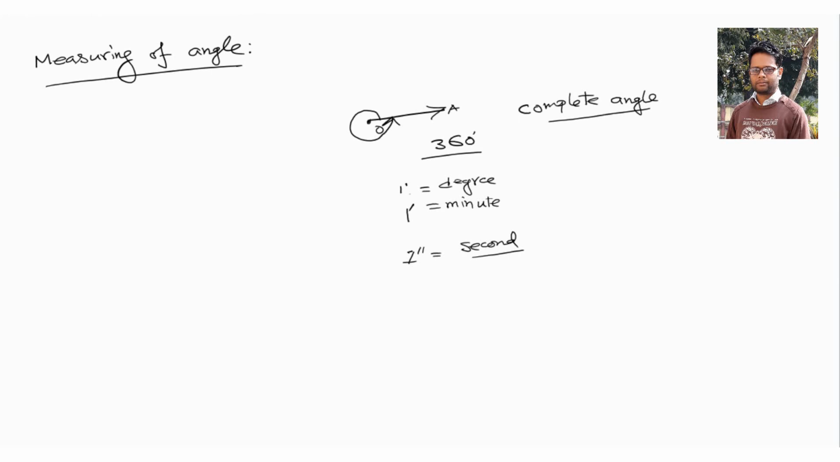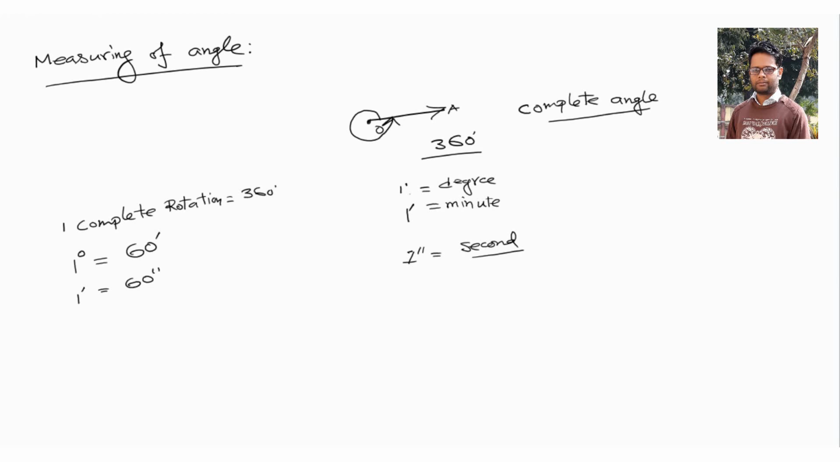Now, if we further divide 1 minute into 60 equal parts, each part is called a second, which is denoted by a double dash. That means here, a complete rotation. Here the important points are: 1 complete rotation is equal to 360 degrees, 1 degree is equal to 60 minutes, 1 minute is equal to 60 seconds. Here is a basic idea.